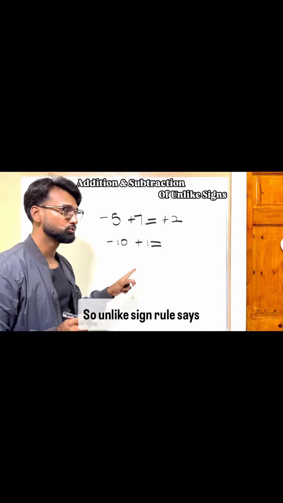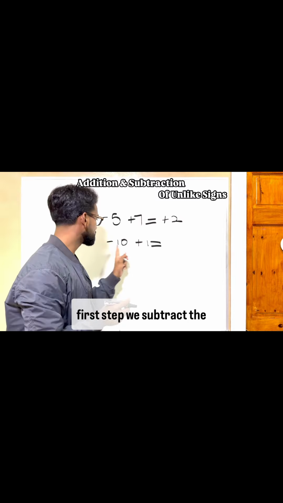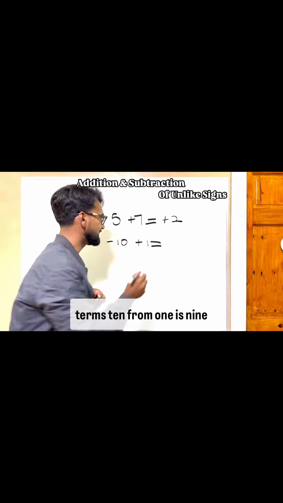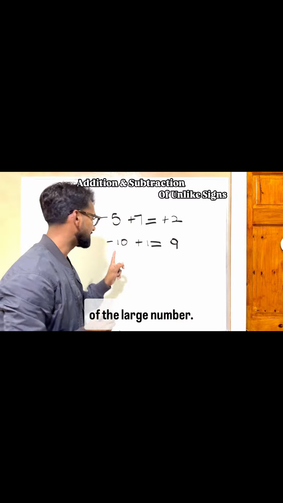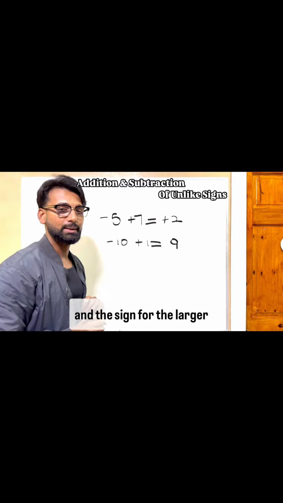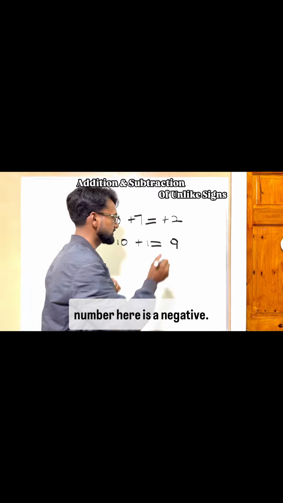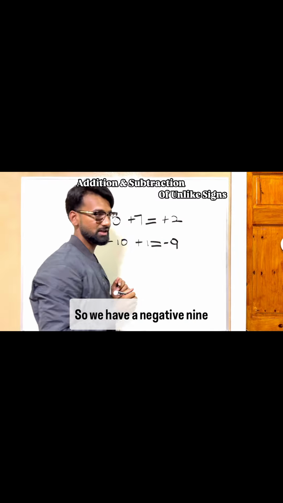So the unlike sign rule says first step, we subtract the terms. 10 from 1 is 9. And the answer takes the sign of the larger number. The larger number here is 10. And the sign of the larger number here is a negative. So we have a negative 9 there.